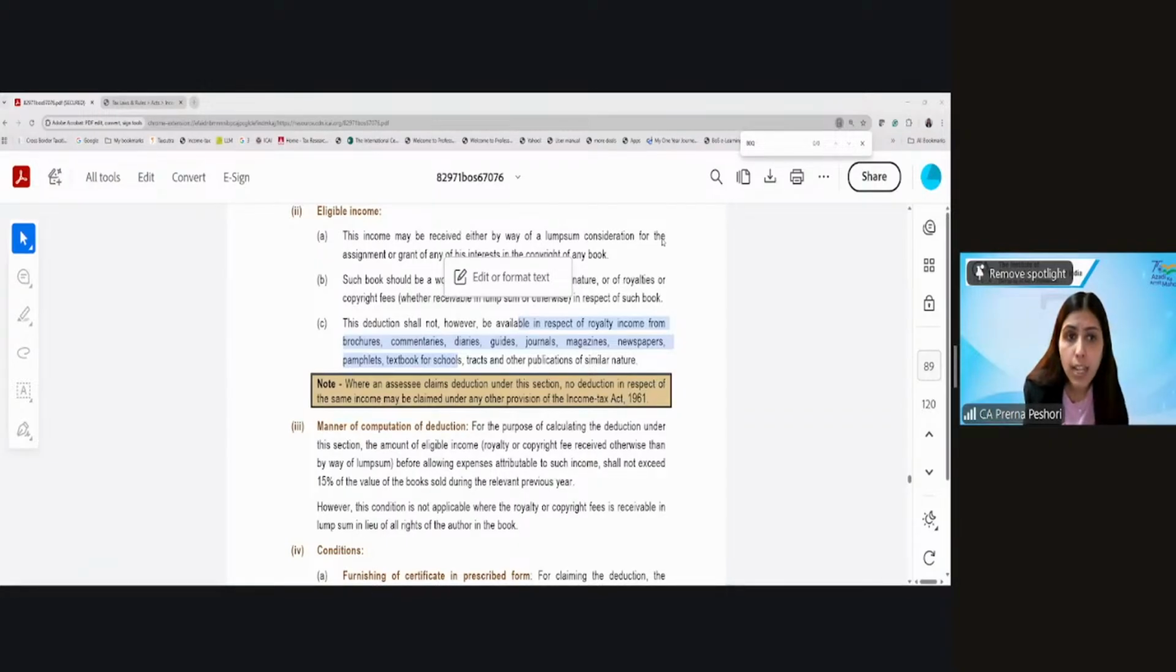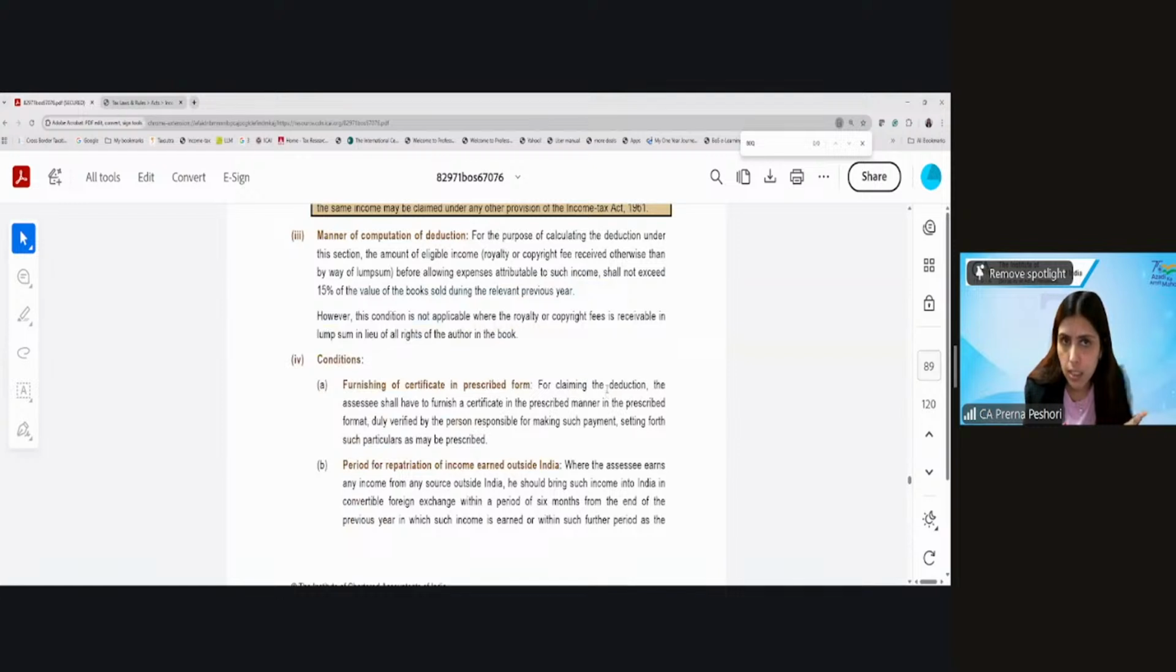So even though FEMA was allowing the export proceeds to be repatriated within the period of 9 months, for income tax purposes it is still considered as 6 months. So that is a discrepancy which exists. I agree. Clear? Okay. But a very good point to be noted, Samnithan. Fine. So this is the deduction under 80QQB. Any question with respect to this?